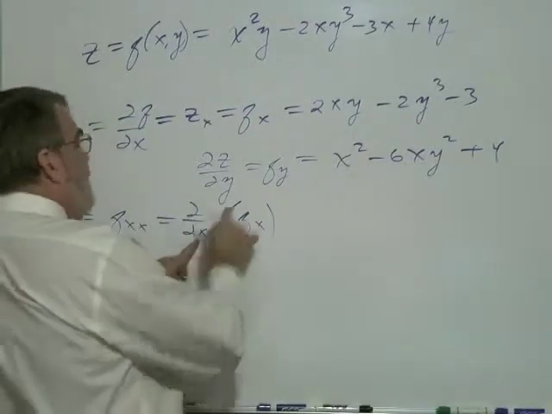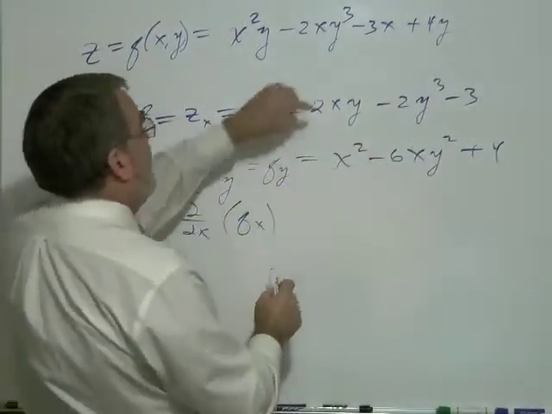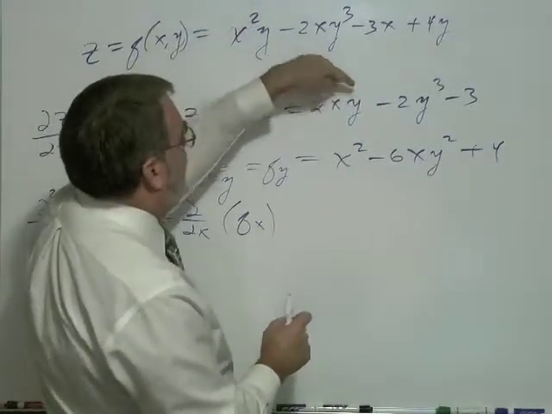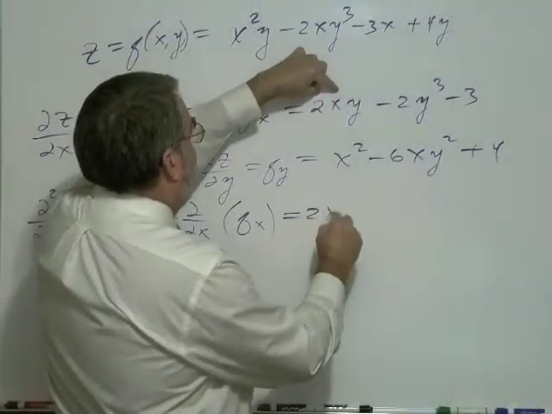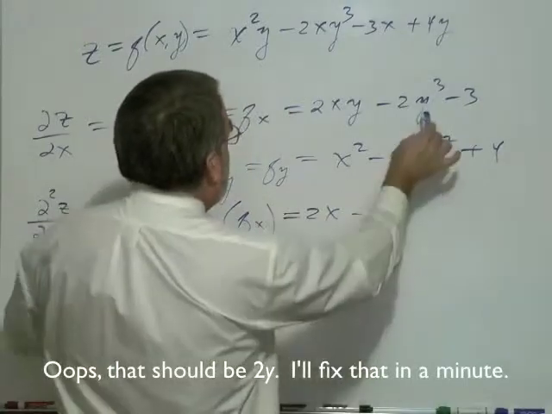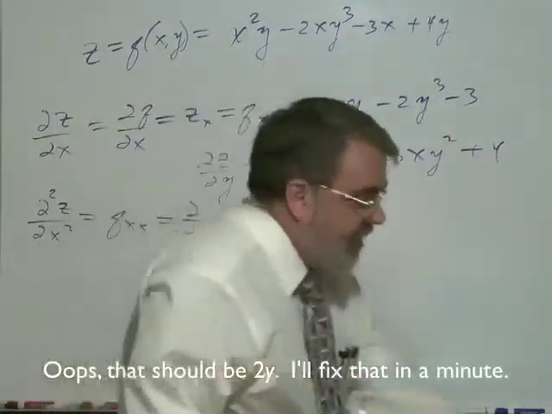Alright, so if I take this partial derivative with respect to x, again I'm treating y as a constant, so I'll get 2x. And this will be 0 and that will be 0, so I'm just done. It's 2x.